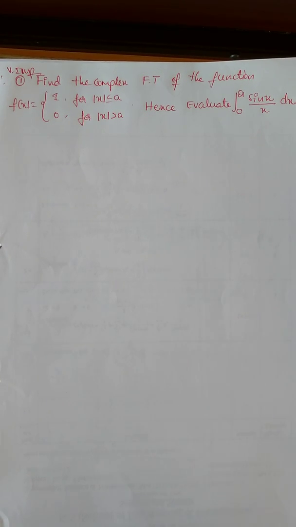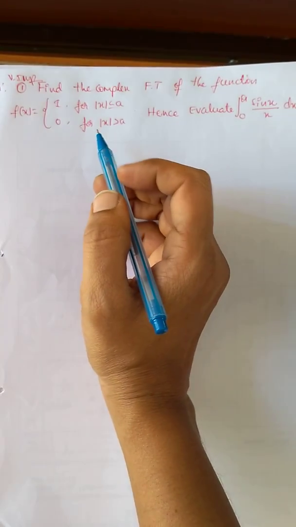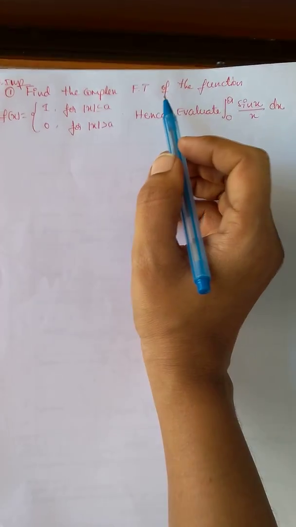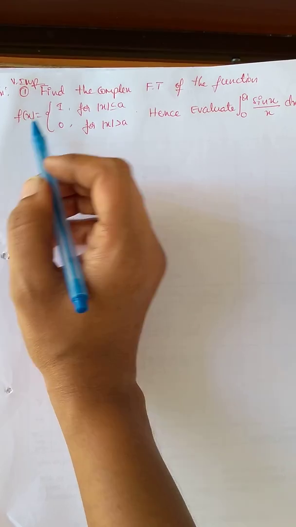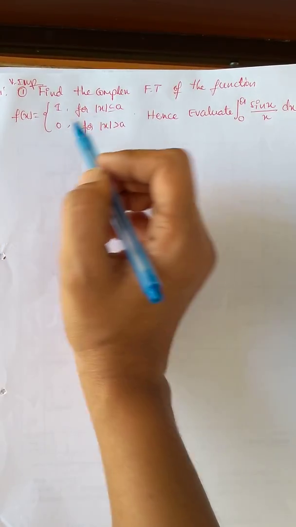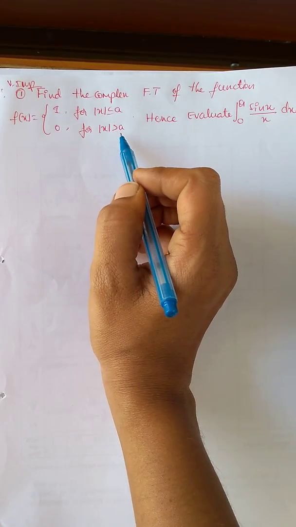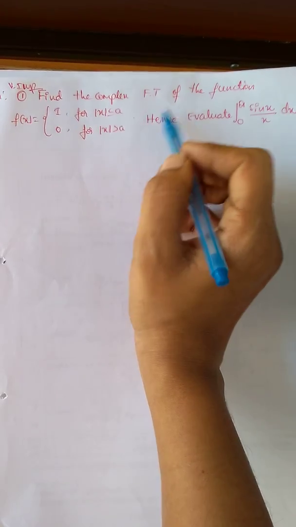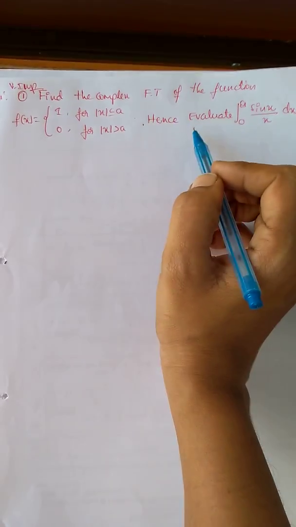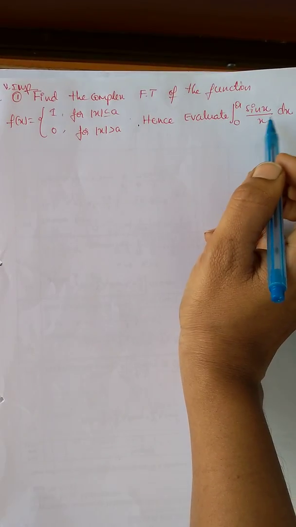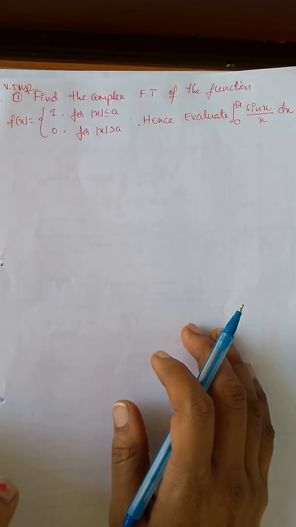Okay students, let's start the problem. This is a very important previous year question paper sum. Find the complex Fourier transform of the function f of x, which is 1 for mod x less than or equal to 1 and 0 for mod x greater than 1. Using this Fourier transform final answer, we have to evaluate the integral from 0 to infinity of sin x by x dx. Okay, this is very important.